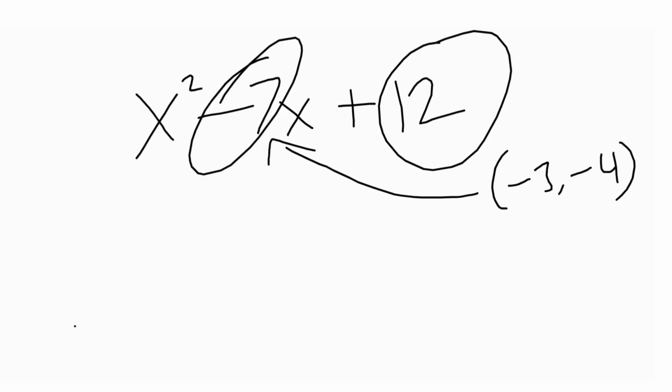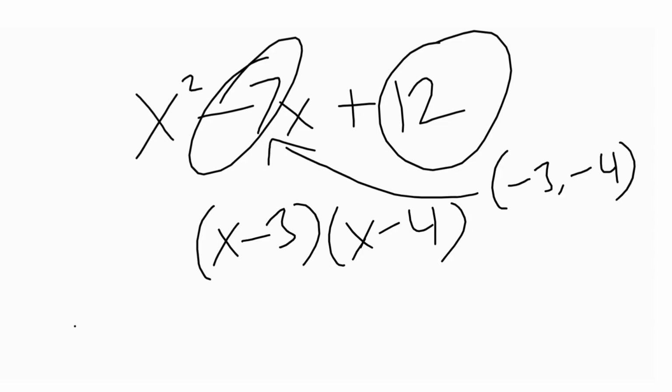So with these two numbers, we can build our binomial pair in the same format. Note that here we use minus signs because both the numbers are negative. And this is our final factored form.